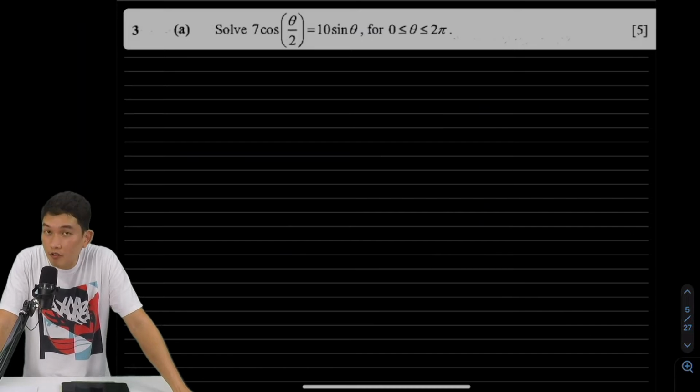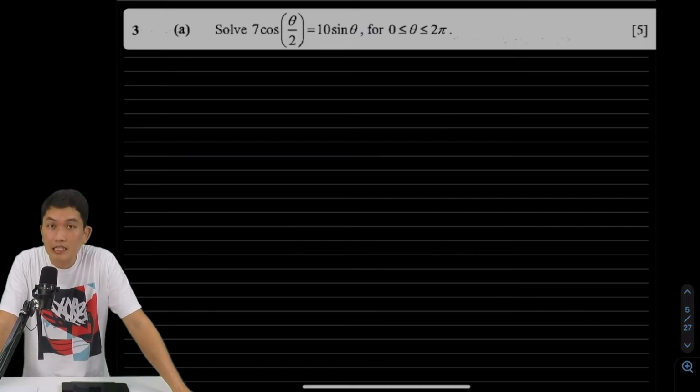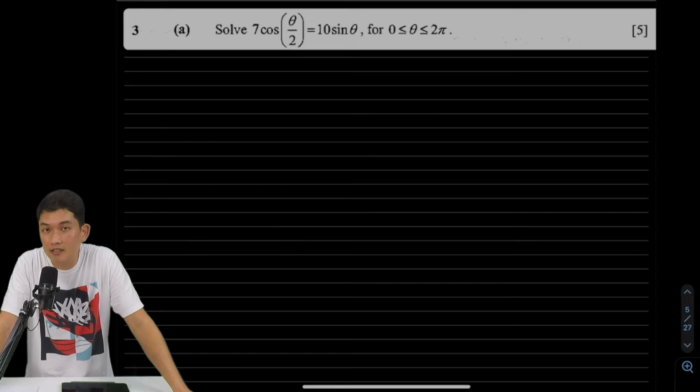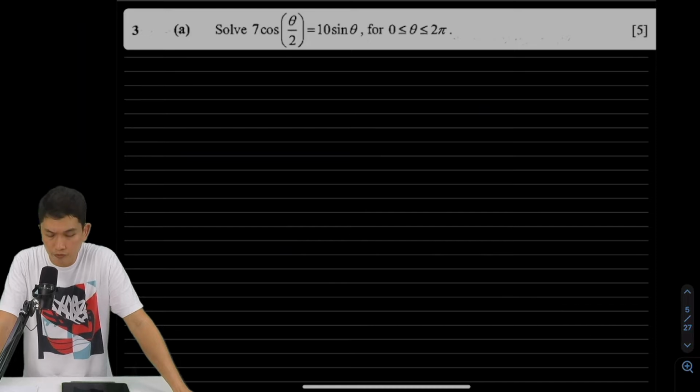So we are supposed to solve an equation. It says 7 cosine theta over 2 is equal to 10 sine theta for values of theta between 0 to 2 pi inclusive. So what this means is that there are some values of theta. If you substitute them into this equation, it makes the equation true.